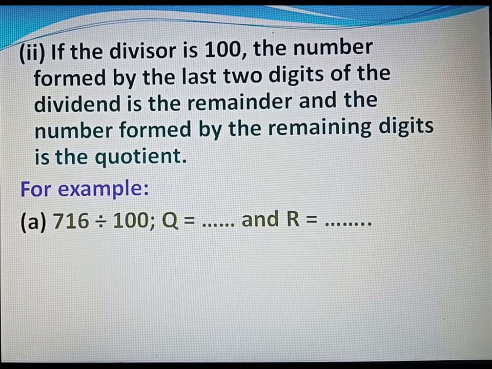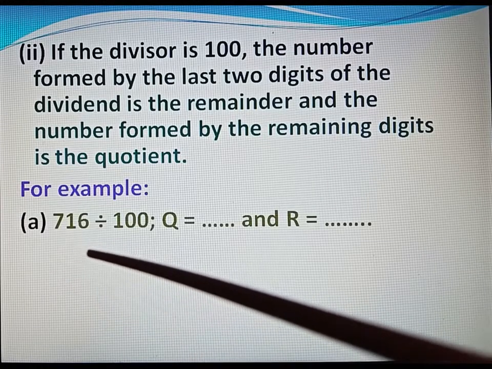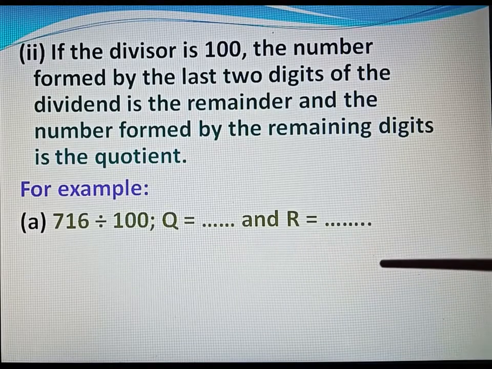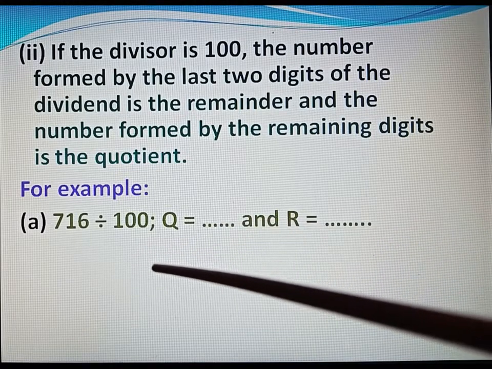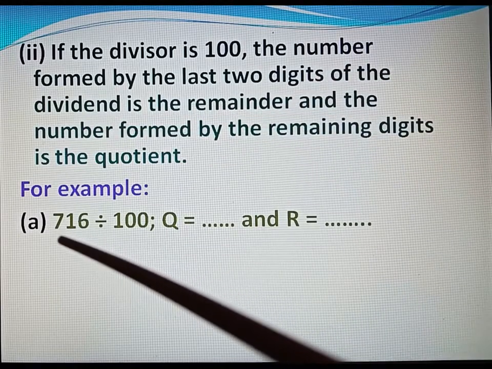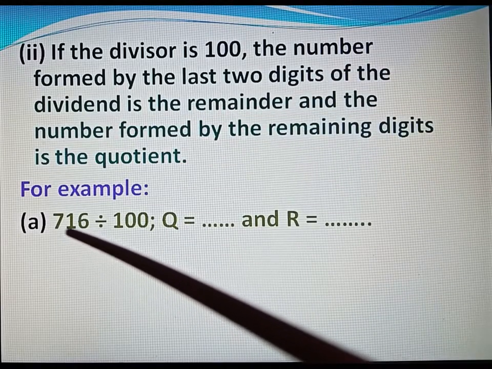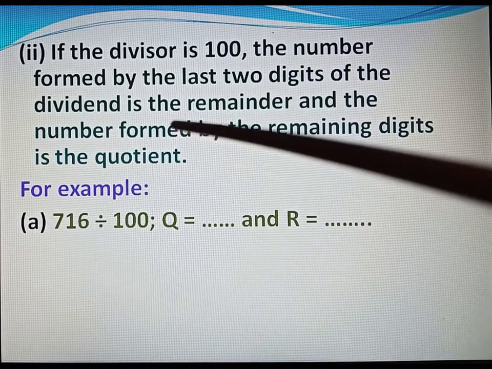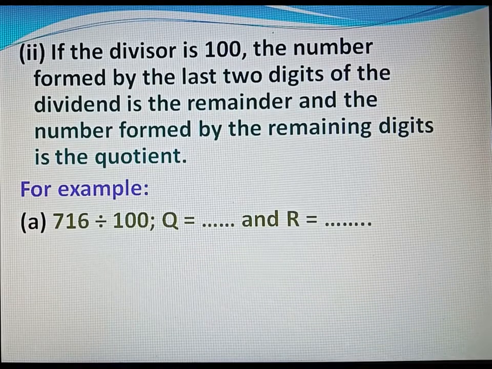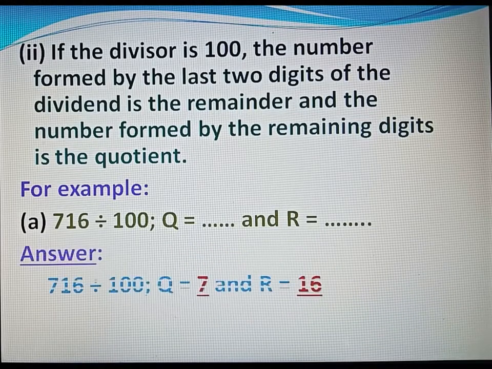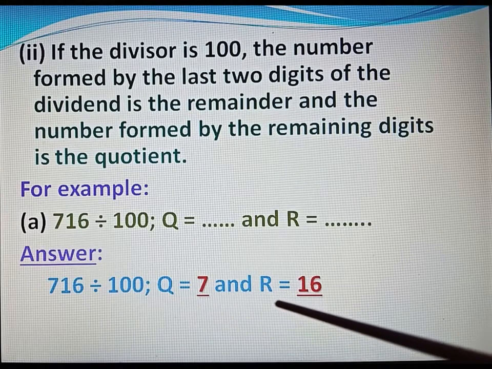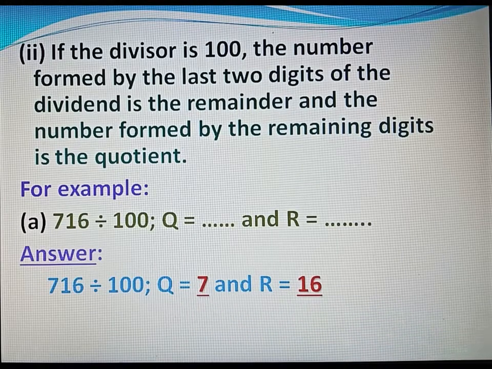For example, A part, 716 divide 100, quotient equals dash and remainder equals dash. See, if 100 is the divisor, the number formed by the last two digits of the dividend, that is 16, is the remainder, and the number formed by the remaining digits, that is 7, is the quotient. Answer, 716 divide 100, quotient equals 7 and remainder equals 16.